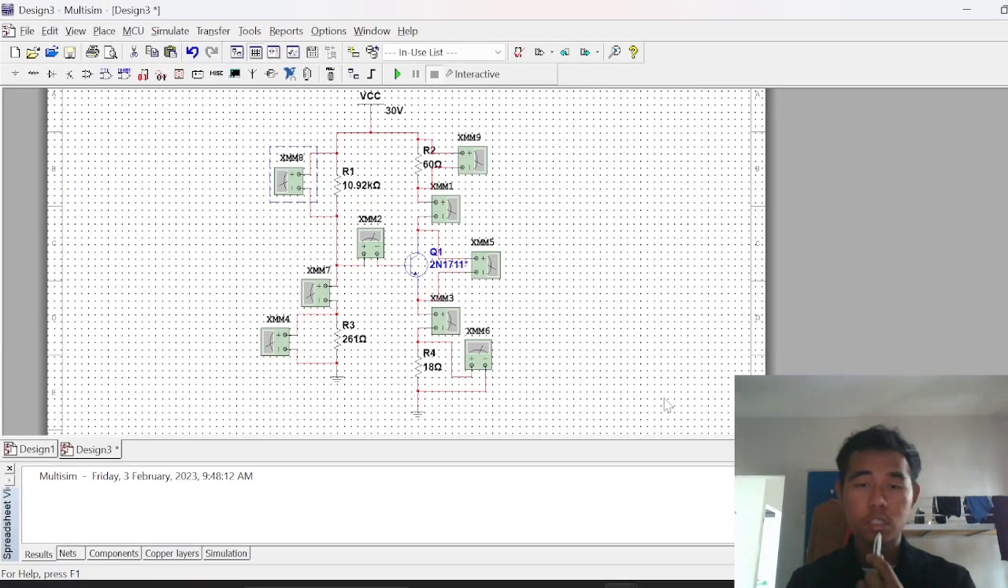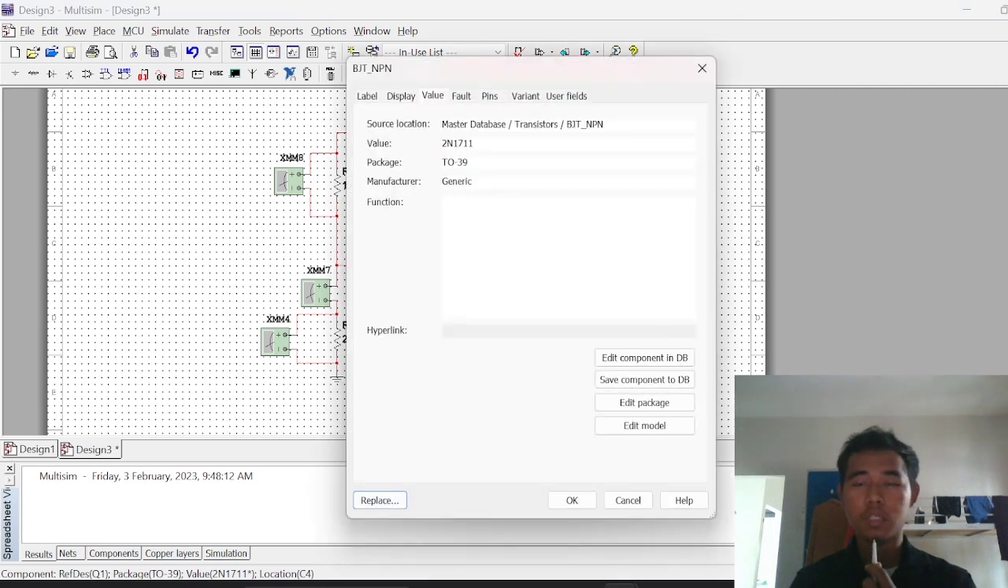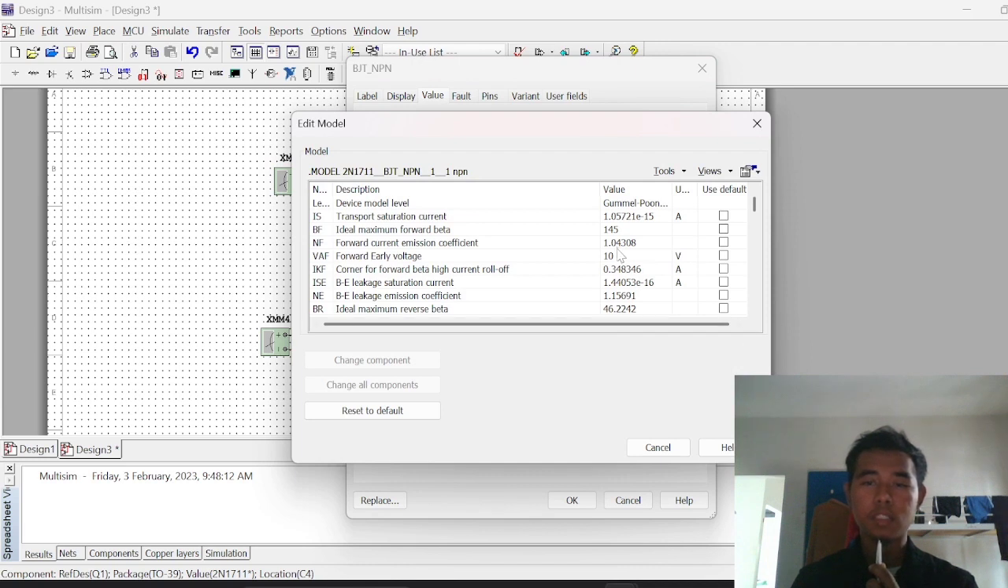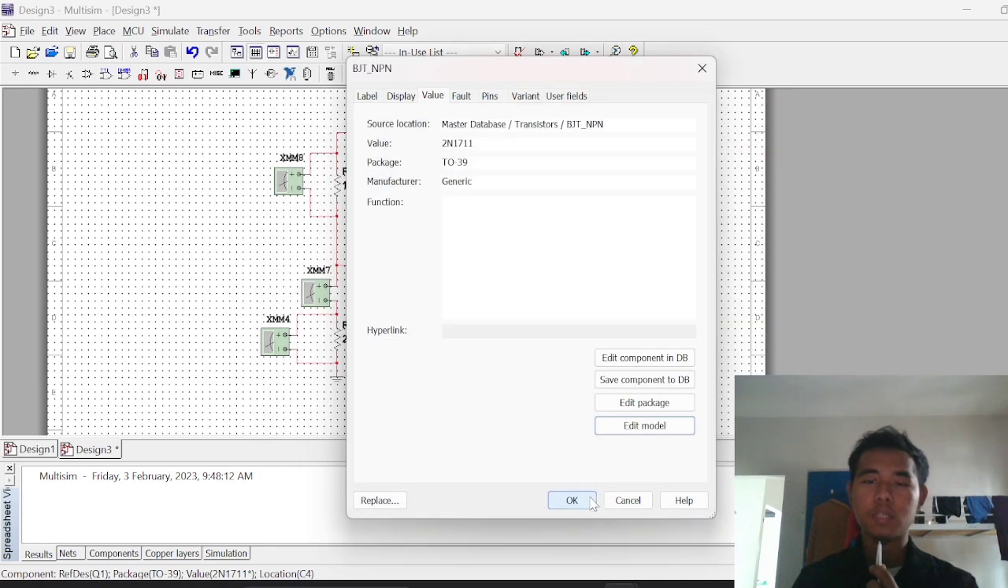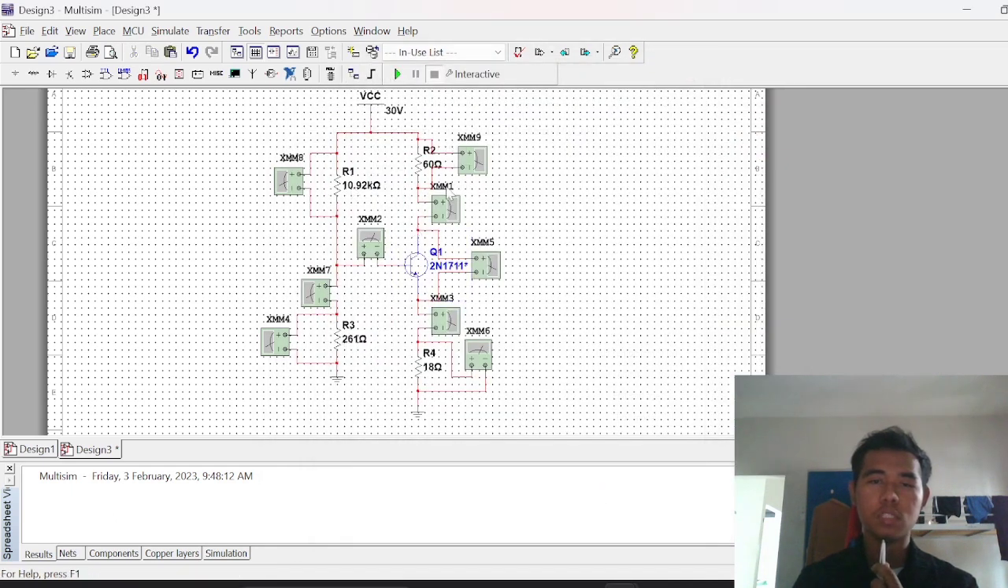For the simulation in question 2, we just use 4 resistors, 1 VCC and 1 transistor, 2N1711. In the simulation, I forgot to explain in question 1 that we must change their beta to 145. After we change the beta, we also must change the resistors, following the calculation.